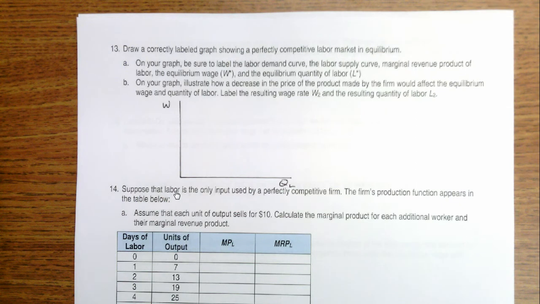This question is asking us to draw a labor demand and labor supply curve for a perfectly competitive market, and then identify the equilibrium wage and quantity, as well as look at what happens when there's a decrease in the price of the product that the firm is selling.